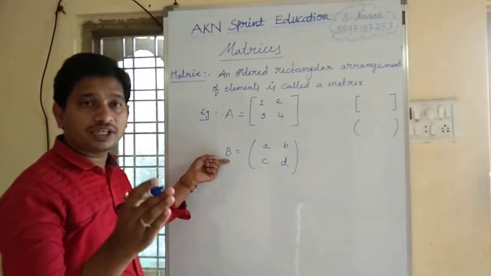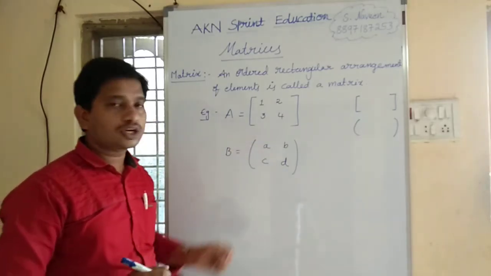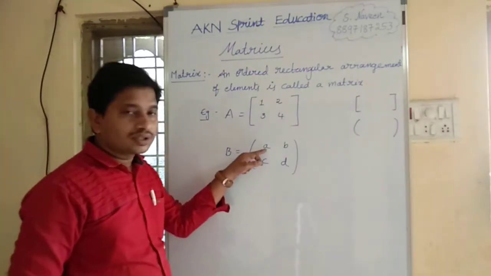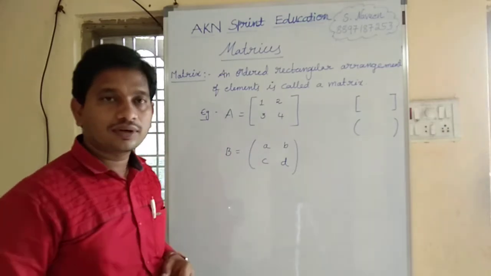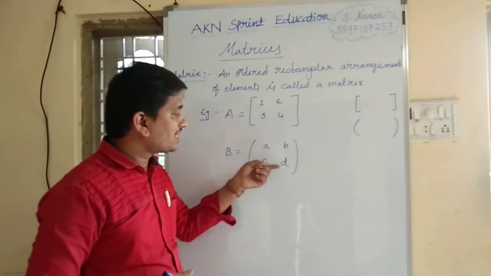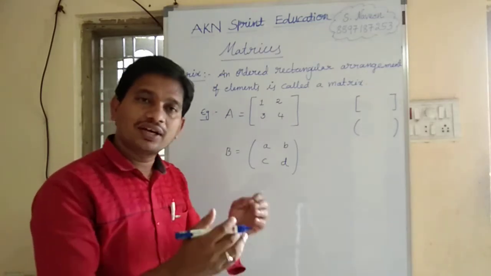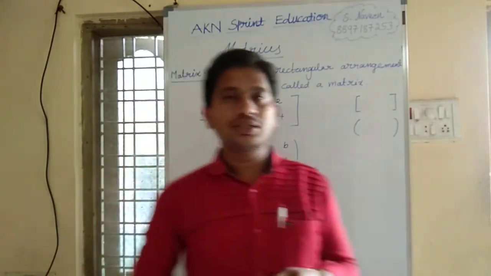Generally, matrices are represented by capital letters, and here a, b, c, d are called elements of the matrix, and the elements are represented by small letters. Elements are denoted by small letters. So the elements which are there in a matrix are small letters, but the matrix is represented by capital letters.